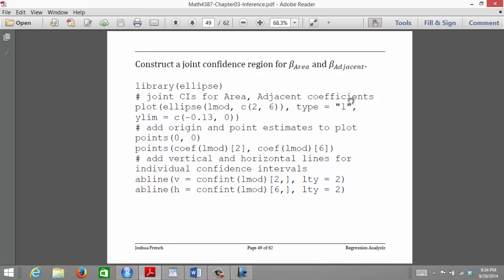And we want a line. So basically we want an ellipse. We want the dots to be connected. So we do type equals l. You can specify the X and Y limits like you usually would here. This is just something convenient for this particular example. You'd have to mess with that yourself if you wanted to figure that out on your own for a different example. But this is going to construct an interval for the second regression coefficient and the sixth regression coefficient.